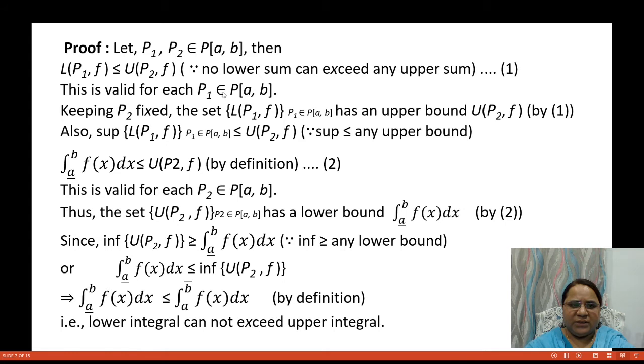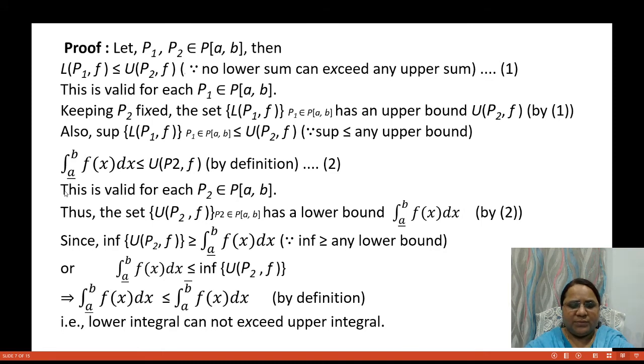This is valid for each P1 belonging to P[a,b]. Keeping P2 fixed, the set of L(P1,f), where P1 belongs to P[a,b], has an upper bound U(P2,f), again by equation 1. Also, the supremum of L(P1,f), P1 belonging to P[a,b], is always less than or equal to U(P2,f), because the supremum is always less than or equal to any upper bound.